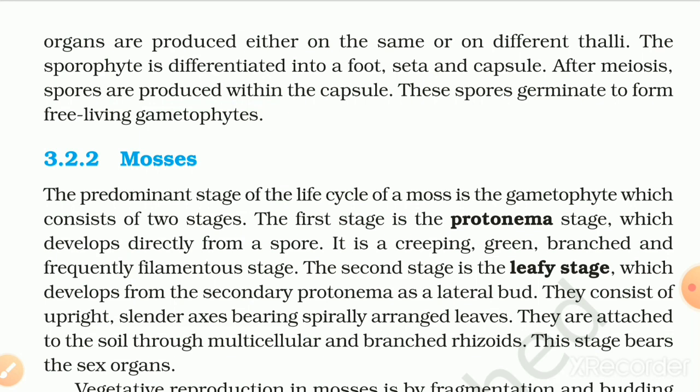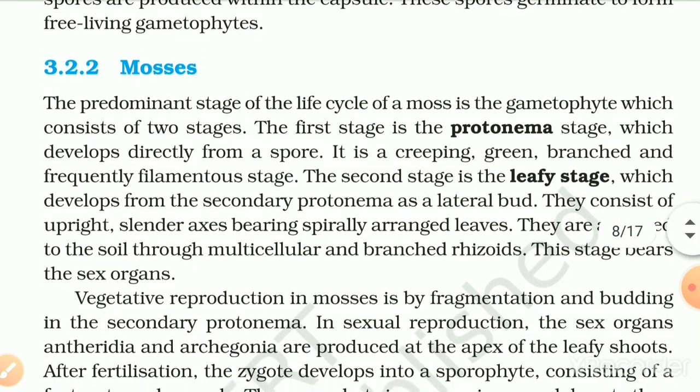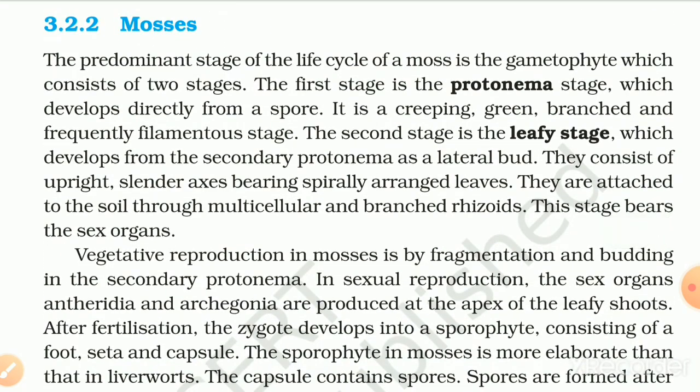2.2 Mosses. The predominant stage of the life cycle of a moss is the gametophyte, which consists of two stages. The first stage is the protonema stage, which develops directly from a spore. It is a creeping, green, branched and frequently filamentous stage. The second stage is the leafy stage, which develops from the secondary protonema as a lateral bud. They consist of an upright, slender axis bearing spirally arranged leaves. They are attached to the soil through multicellular and branched rhizoids. This stage bears the sex organs.